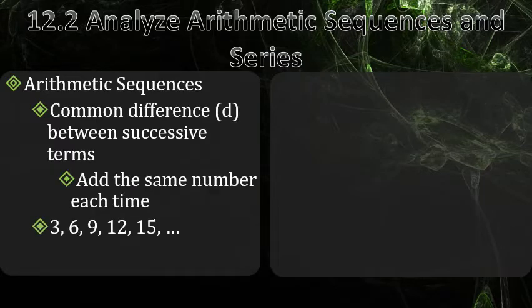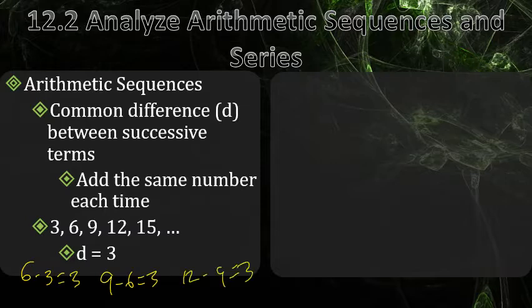So like 3, 6, 9, 12, 15, right? Keep adding 3 on that one. 3 plus 3 is 6, 6 plus 3 is 9, 9 plus 3 is 12, 12 plus 3 is 15. So our D is 3. You could always figure that out by taking one number and subtracting the previous. 6 minus 3 is 3. 9 minus 6 is 3. 12 minus 9 is 3, and so on.